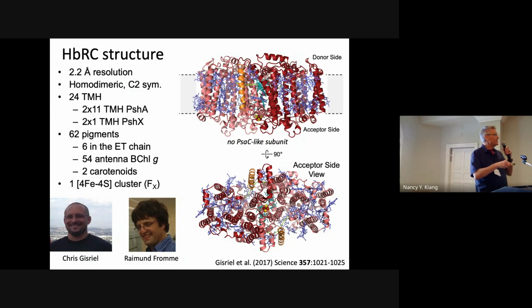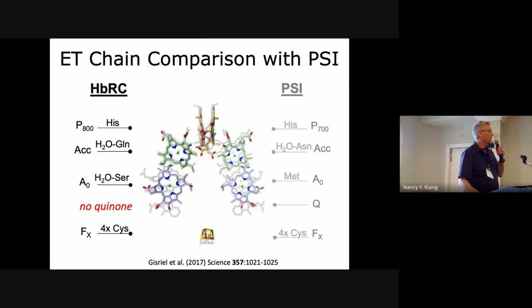So anyway, in young Chris's beautiful structure here, the PshA protein forms this homodimer. So it's a perfectly C2 symmetric structure. It's really the simplest, 2 copies of one polypeptide. There is an extra polypeptide, this PshX, but we knocked out the gene for that, and it's not really required.